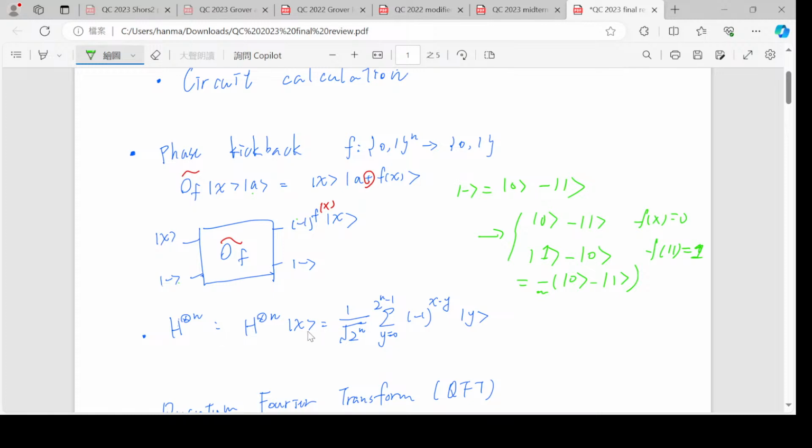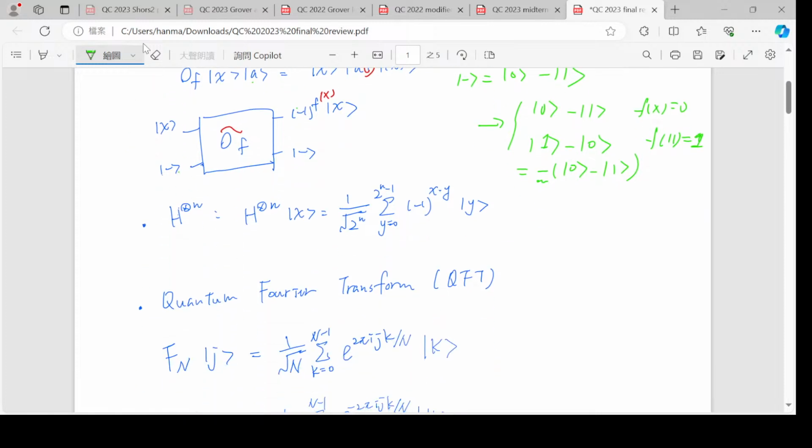A good thing to remember in our calculation is the Hadamard transform. It's a bit like the quantum Fourier transform. If you apply H to the n on an n-bit string, a computational basis state x, no matter what this computational basis state is, you will get an equal superposition of every possible computational basis state y.